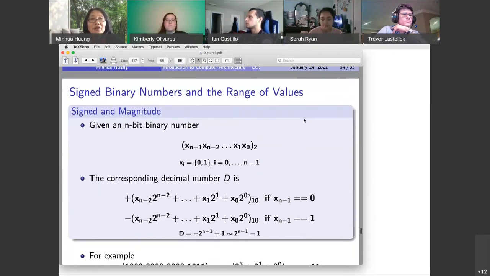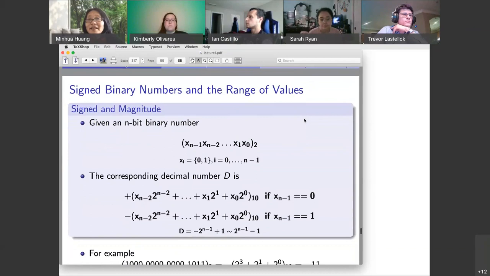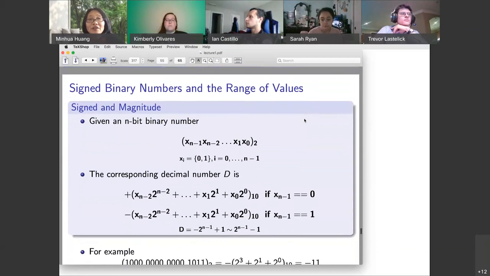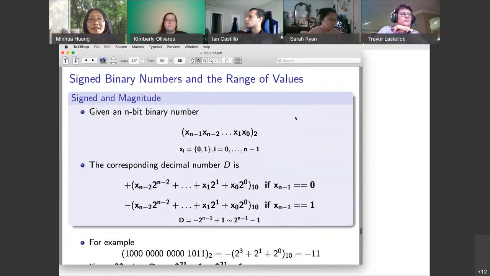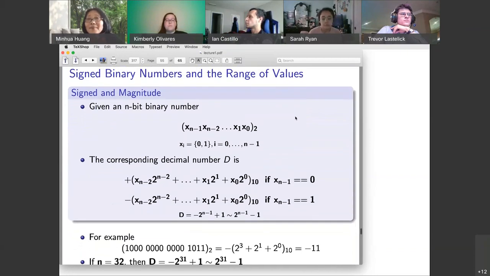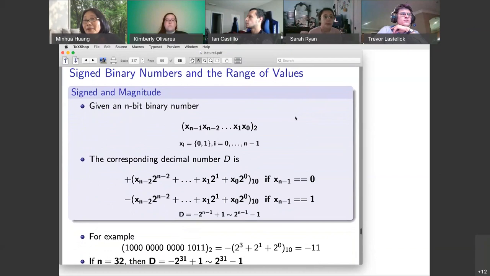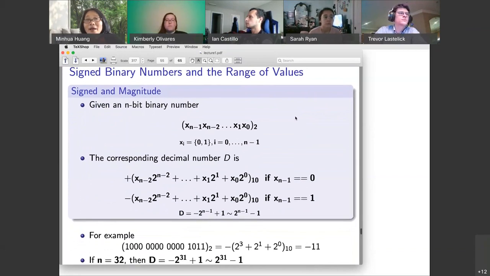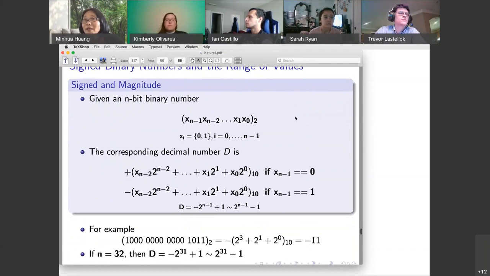Now, the signed binary number and its range are a little bit more difficult than the unsigned binary number. A signed binary number can be a negative number. So we care about how to represent a negative number in our computer architecture.